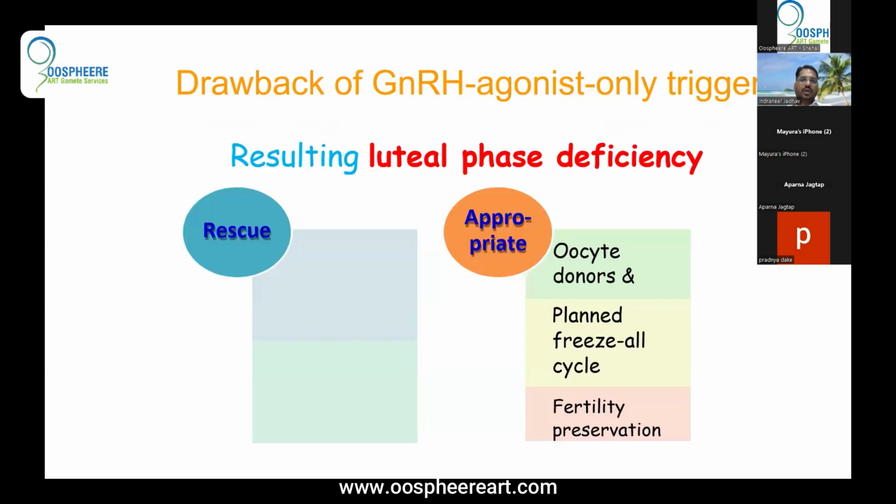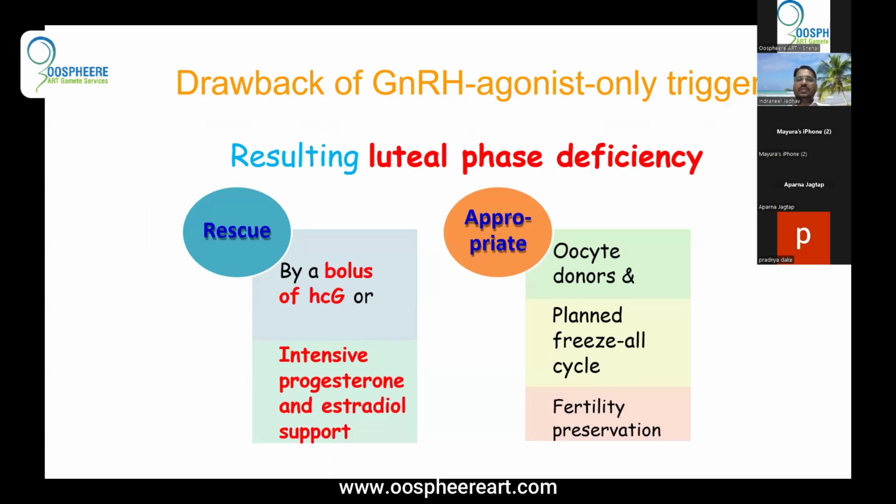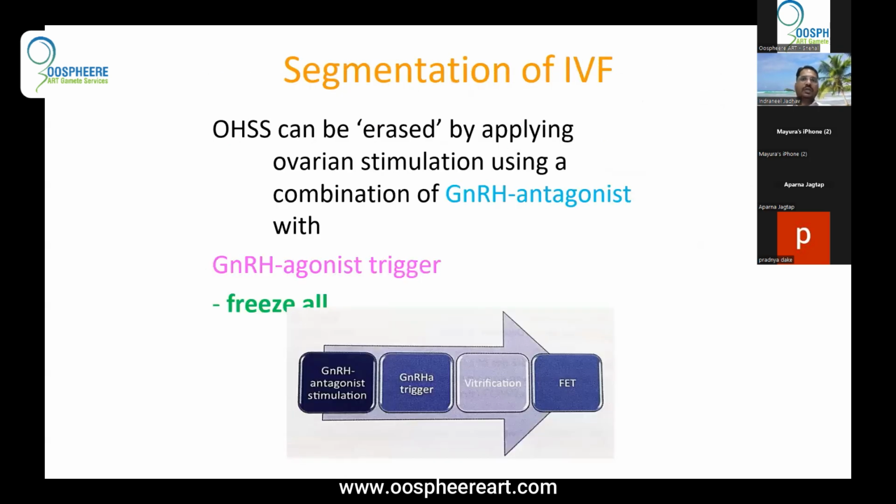The drawback of GnRH agonist trigger is luteal phase deficiency, for the rescue of which we can give a small bolus of HCG or intense progesterone and estradiol support, but it is found to be appropriate in oocyte donors, pre-sol cycles or fertility preservation. Also, that may be the best OHSS free clinic, in which we can do segmentation of IVF, where we can use antagonist stimulation, agonist trigger, vitrification, and FET. So segmentation of procedures can be done.